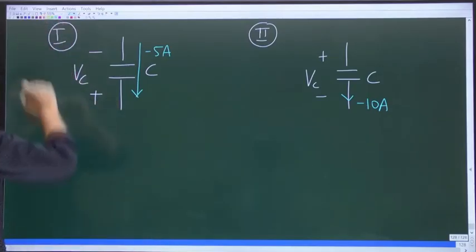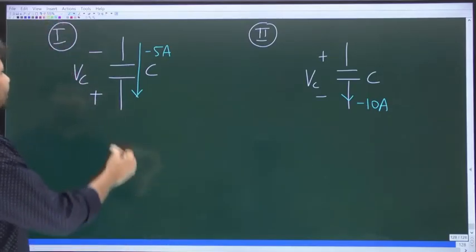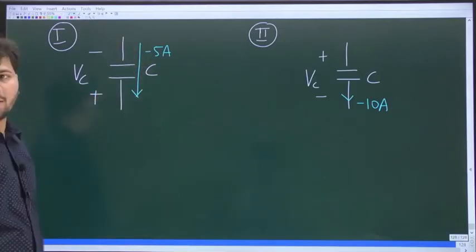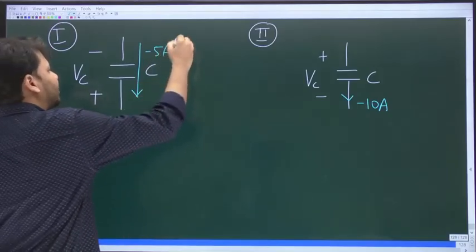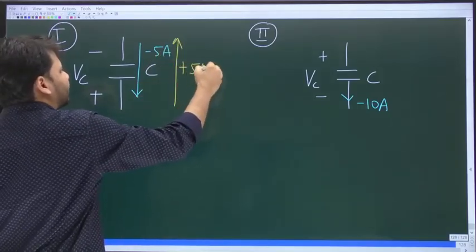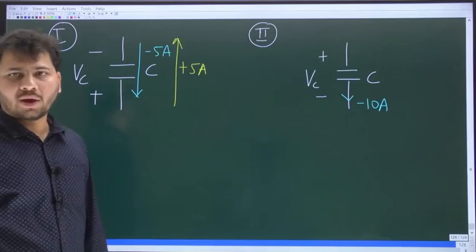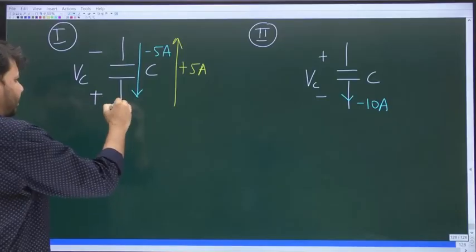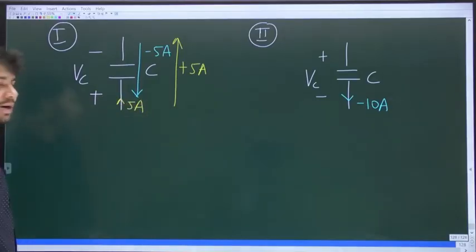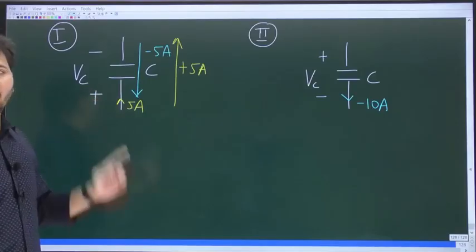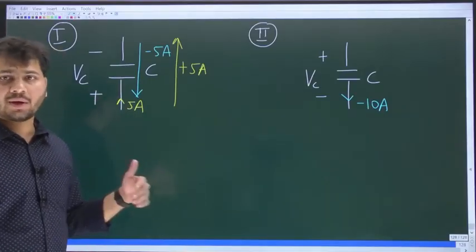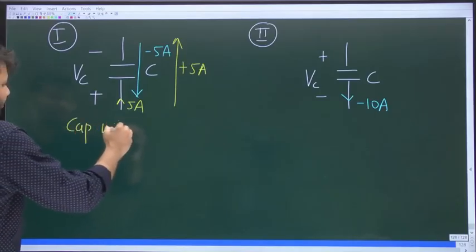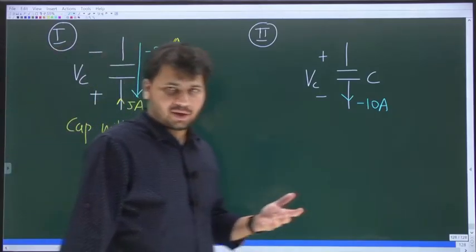If you look at the first case, what is the current through the cap? It is minus 5 amps in the downward direction. Is it not the same as plus 5 amps in the upward direction? Yes. So are we not having a positive current entering the plus terminal? Positive current entering the plus terminal, the cap will get charged. So always you have to look at the plus terminal.